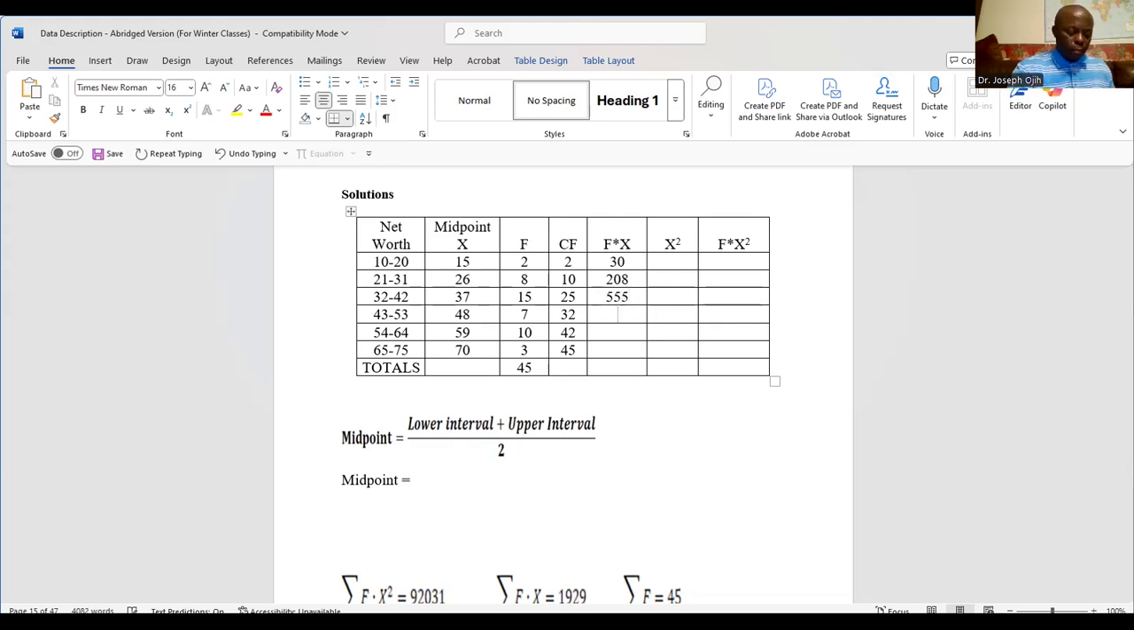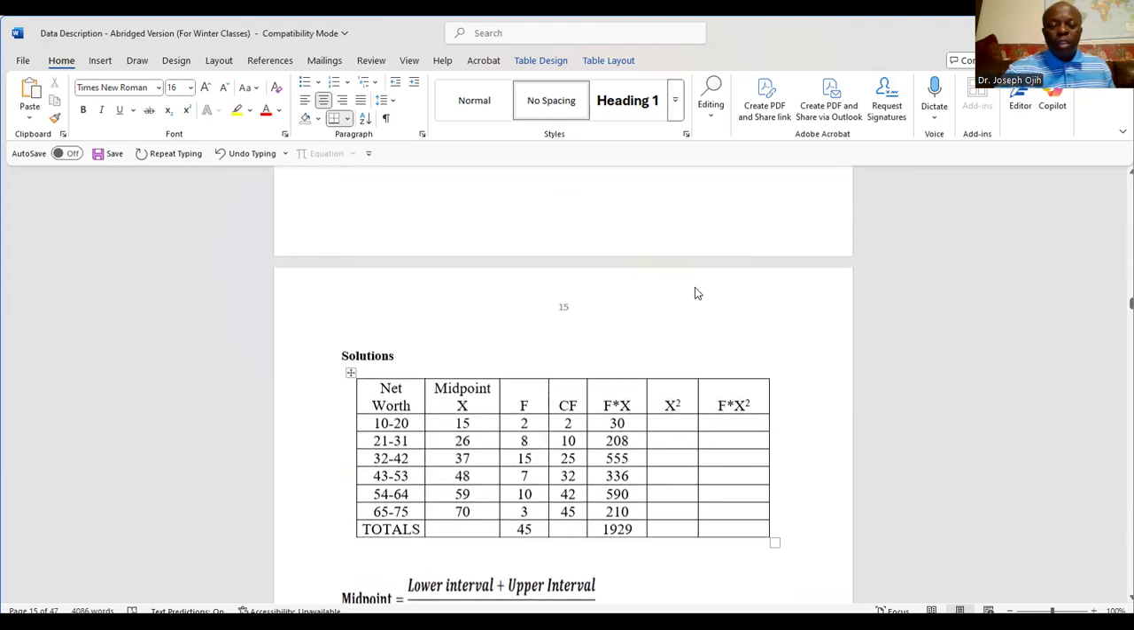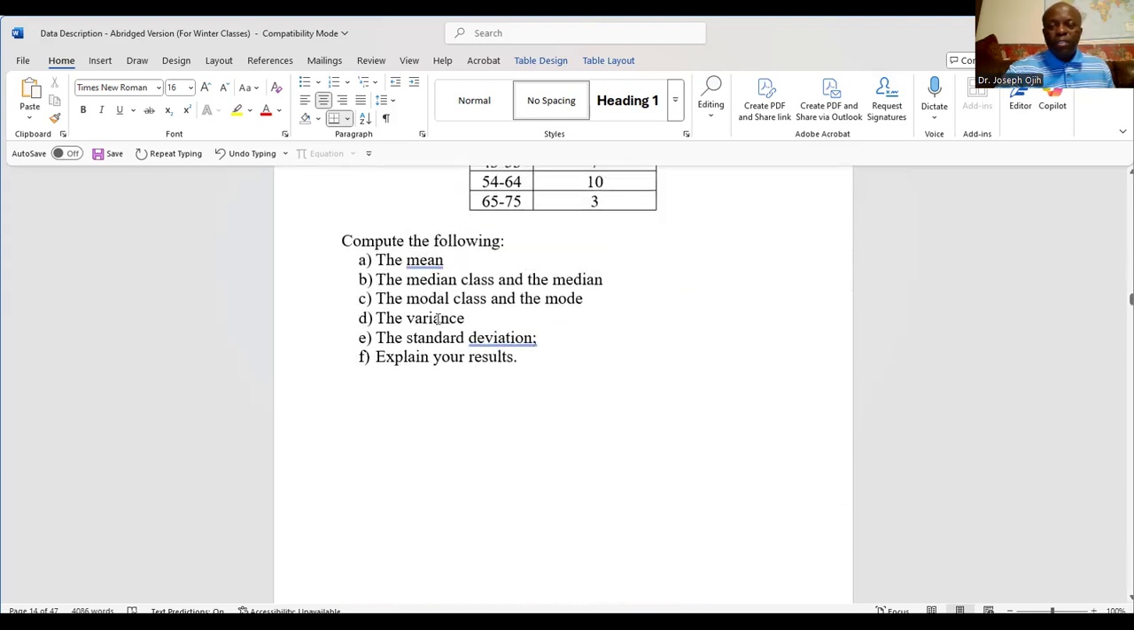555, 336, 590, 210. And when you add all this, you're going to get 1929. You can verify this with your calculator. Now we need to get this part, frequency times x, because we need it to get the variance.